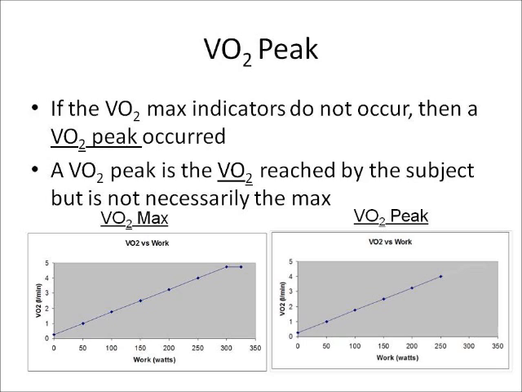If you look at those two slides, there is a VO2 max reached on the left. There's a plateau in VO2 with increasing work rate. But on the right, that would be an indicator of VO2 peak. You don't see a leveling off of VO2 as work rate is increased.